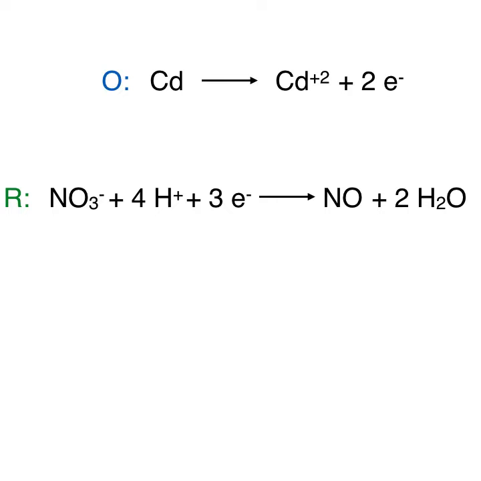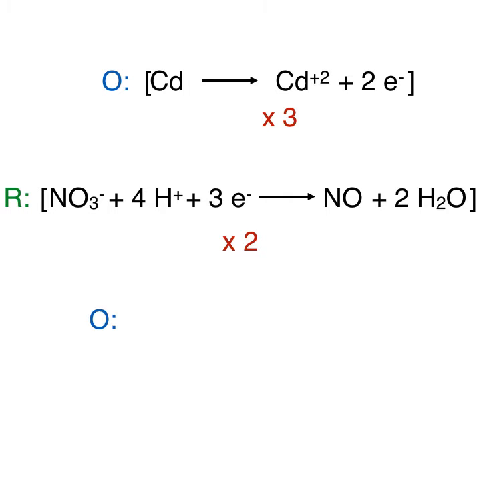Taking a look at our 2 equations, we can see there are 2 electrons on the right side of the oxidation reaction and 3 electrons on the left side of the reduction equation. So before we add these 2 equations, we need to adjust them so that there's an equal number of electrons in both. The lowest common multiple of 2 and 3 is 6. Thus, we can alter both equations to have 6 electrons in both. To do that, we'll have to multiply our oxidation reaction by 3 and multiply our reduction equation by 2.